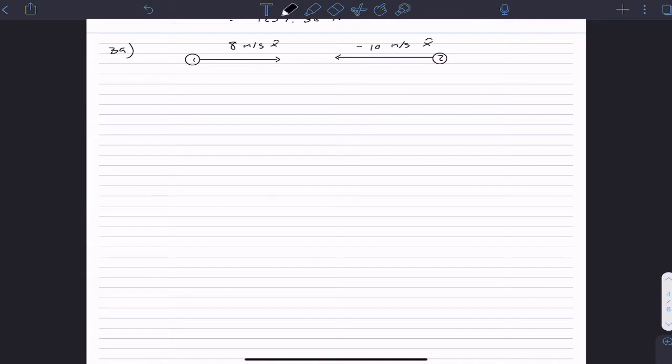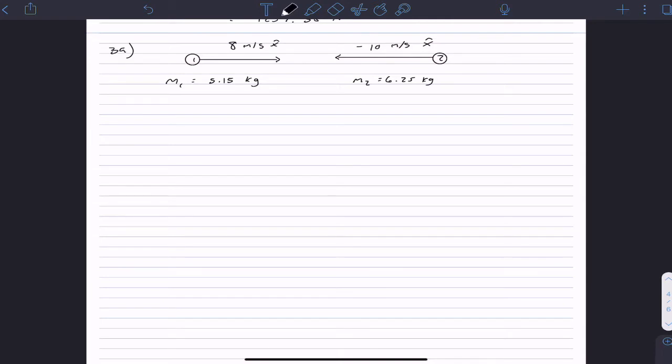We're given masses. Mass 1 is equal to 5.15 kilograms, and mass 2 is equal to 6.25 kilograms. And what we're asked to determine is the final velocity for each ball.